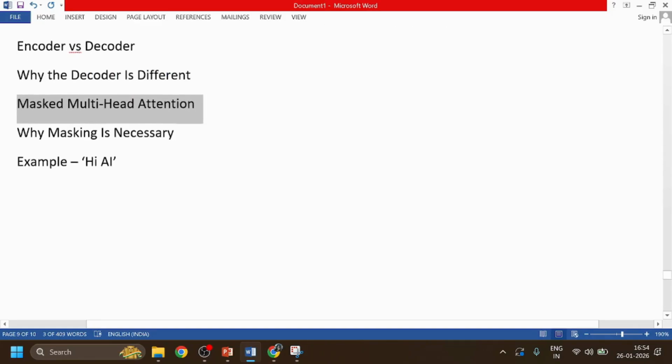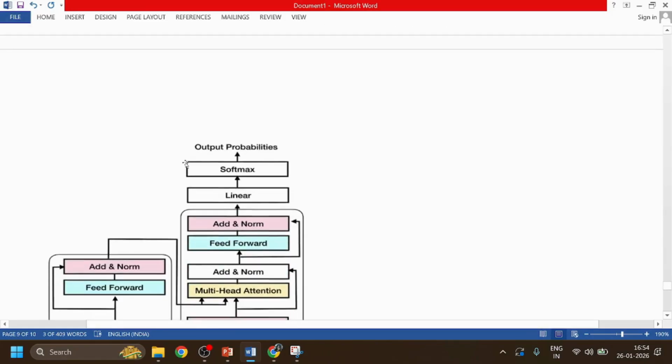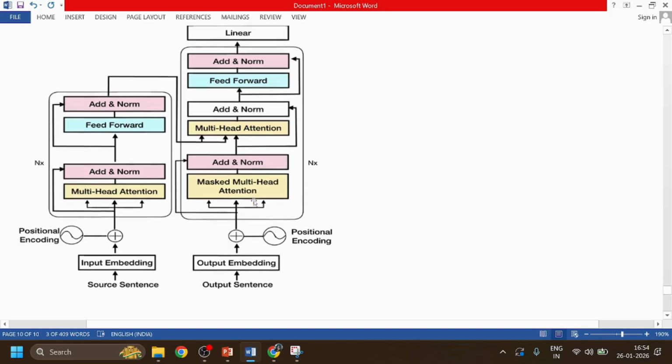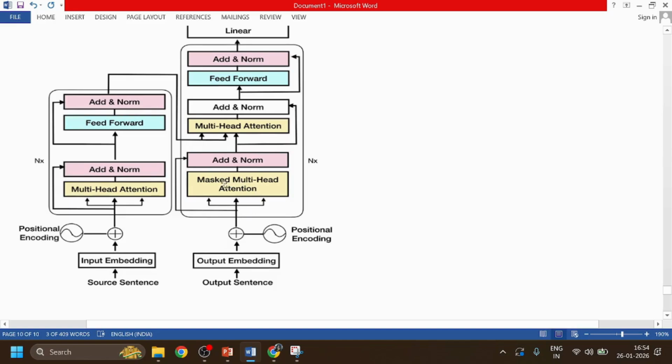Now we are going to move on to masked multi-head attention. Here in the decoder you can see masked multi-head attention. This is called masked self attention. Masking means blocking future words. The model is only allowed to look at the past and current tokens.